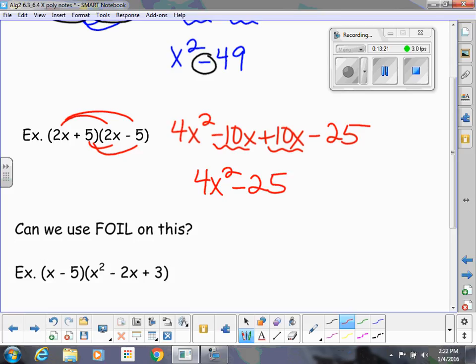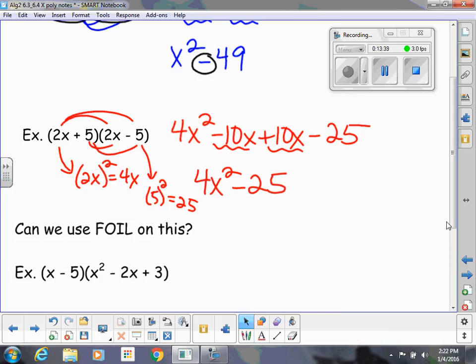So this is 4x squared minus 25. If you did the shortcut way, you could just say, oh, 2x, when I square that, that gives me 4x squared. And then 5, when I square that, that gives me 25. So I know I'm going to have 4x squared minus 25. But that's only when they have the same exact parenthesis where one's plus, one's minus. Don't try to do that shortcut on anything else. If you're worried about the shortcut, then just do it the long way.